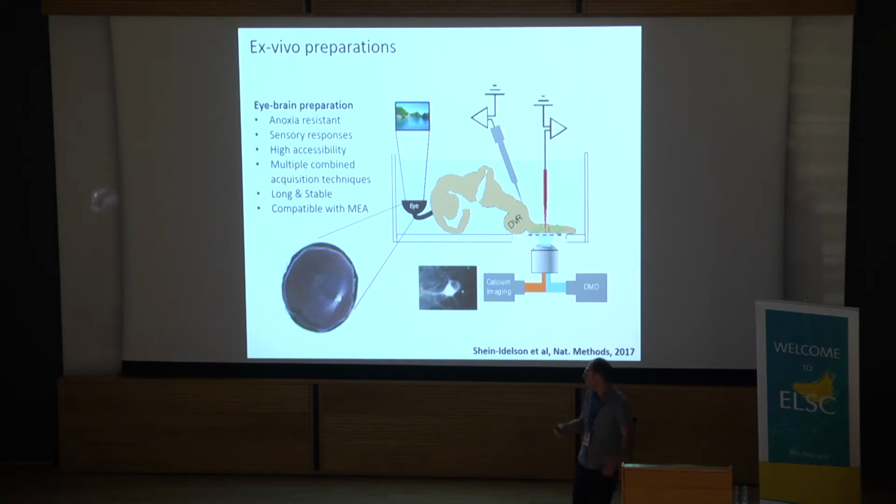And during this time, you can, for example, keep the eye intact, with the optic nerve connected, and project images to the retina and measure the responses in cortex. But now you're working in vitro, so you have all the advantages of in vitro work. You have accessibility, you can combine multiple techniques easily, you have stability, the brain does not move, everything is there. And we have sensory responses in this brain, because we can stimulate it and see how the neurons react.